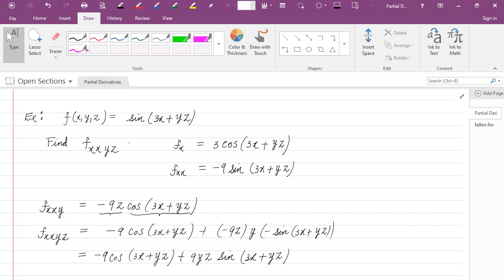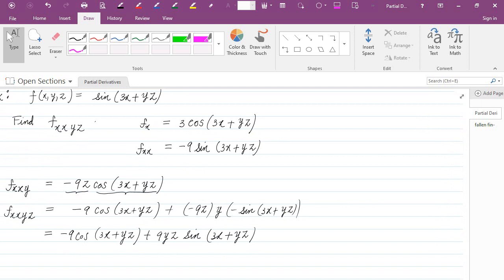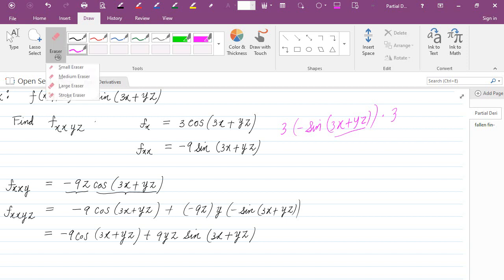So here what I'm trying to say is when I take the derivative of f_x with respect to x again, we get 3, and then negative sine of 3x plus yz, and then we have to multiply by the derivative of the inside, which is 3 with respect to x. So we're going to get negative 9 sine of 3x plus yz.